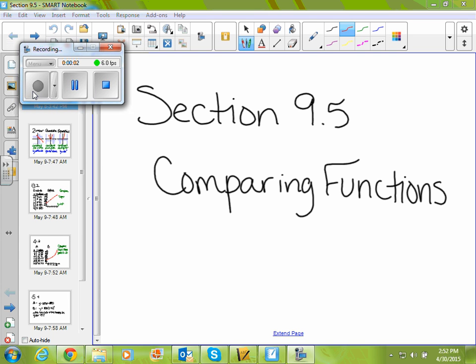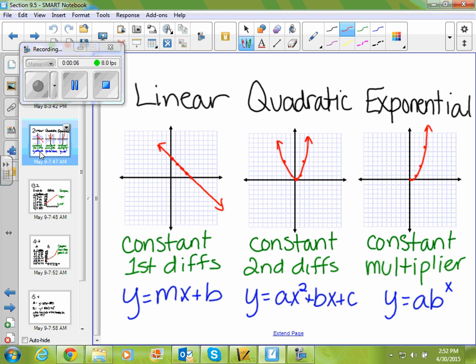Okay, so as I said, we're going to look at section 9.5 today, which is comparing functions. And what the graphs and what's in green is your notes from yesterday. You need to add to them what's in blue underneath. I'll turn off the lights.